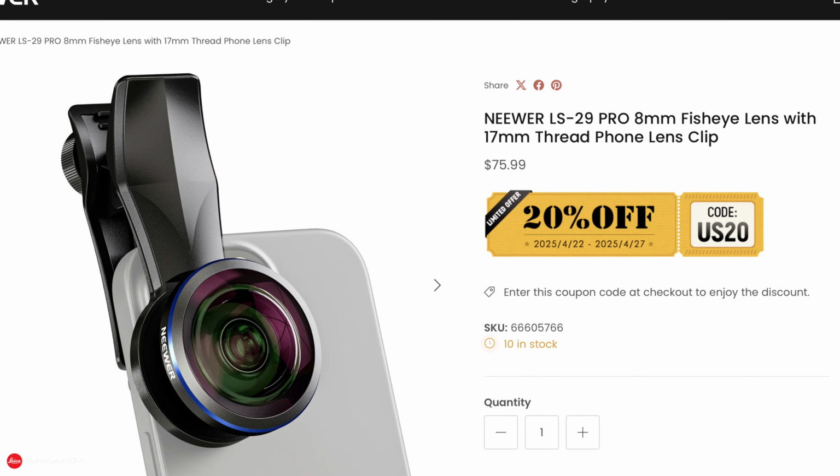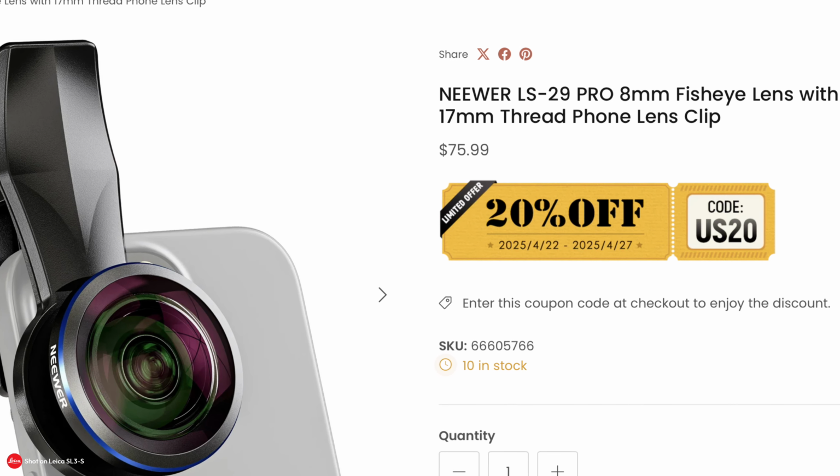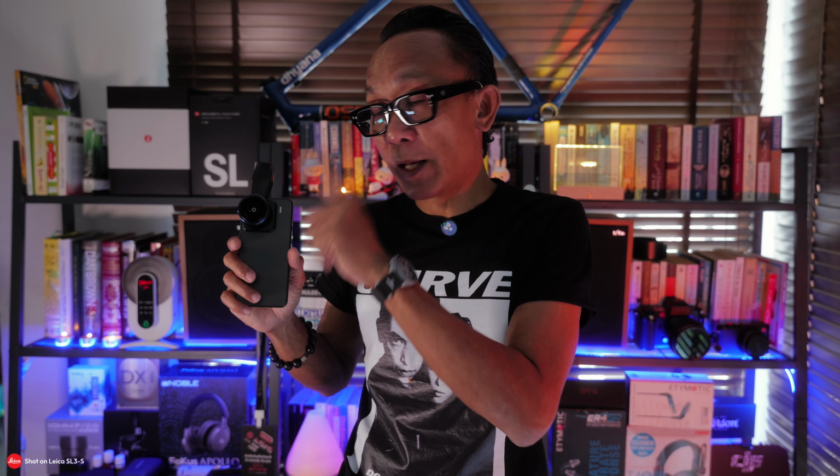The keyword here is that you just need to understand the strength and the weakness of this device, because priced at just around $75 US, I think it is a no-brainer to say that I would recommend this lens if you have similar needs to me.